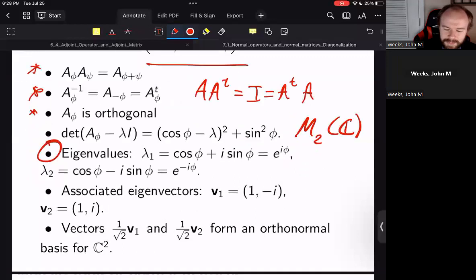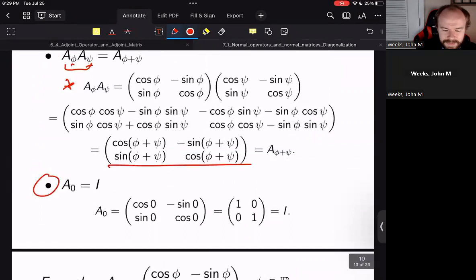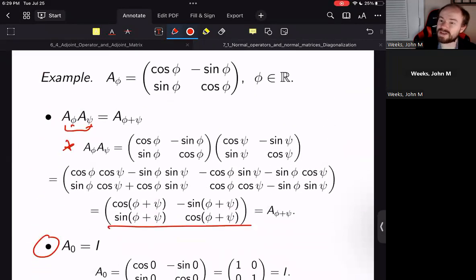We can go through and find what their eigenvectors are. We get one, negative i and one, i. And indeed, when I divide these by their lengths, we can find that these two form an orthonormal basis for C2. So I can get the same sorts of formulas that I have for my previous ones, but notice that even though all of my entries in this matrix are real, they do not give us an orthonormal basis of eigenvectors unless we look at the complex numbers.